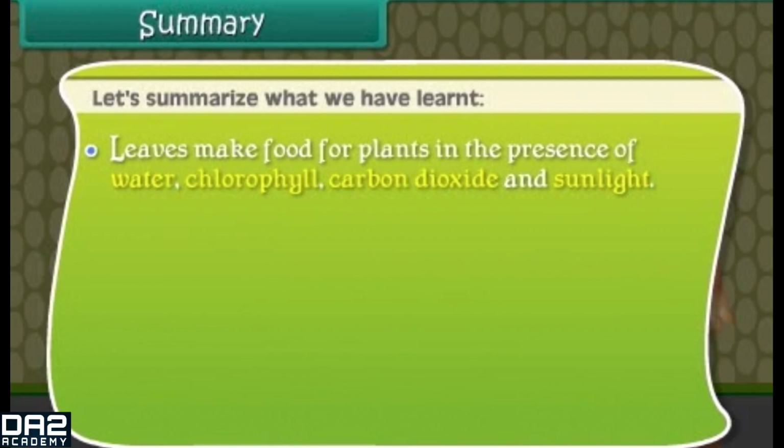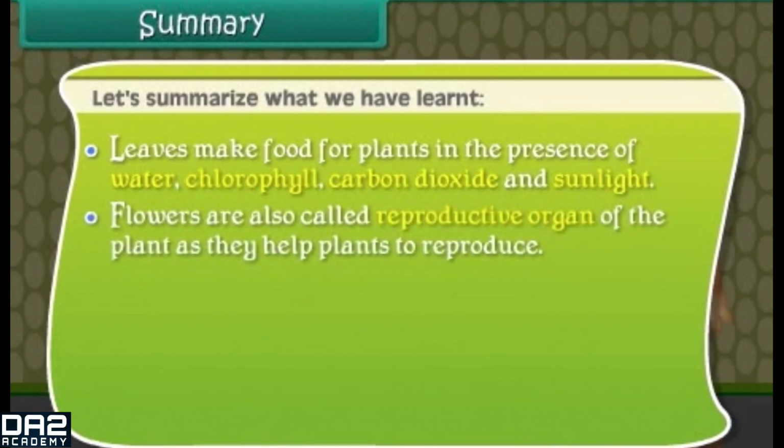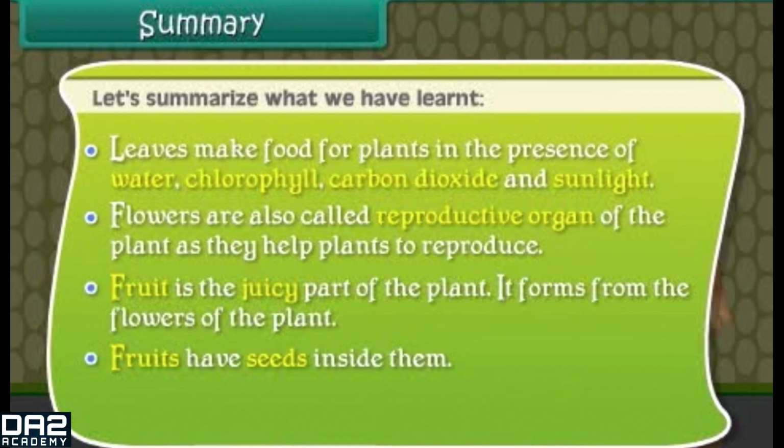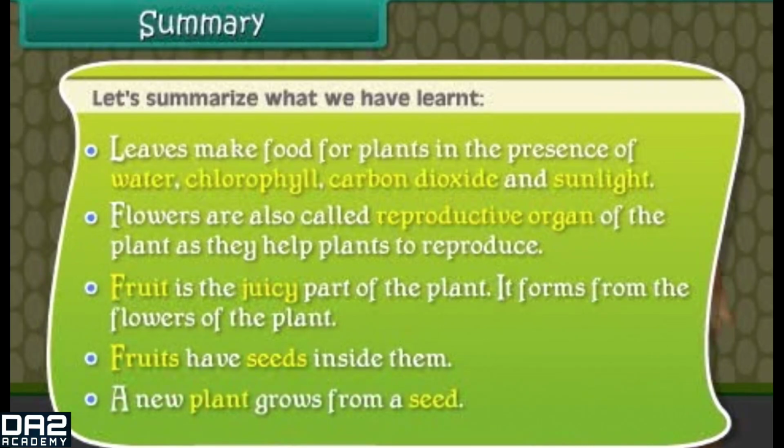Leaves make food for plants in the presence of water, chlorophyll, carbon dioxide, and sunlight. Flowers are also called reproductive organ of the plant as they help plants to reproduce. Fruit is the juicy part of the plant. It forms from the flowers of the plant. Fruits have seeds inside them. A new plant grows from a seed.